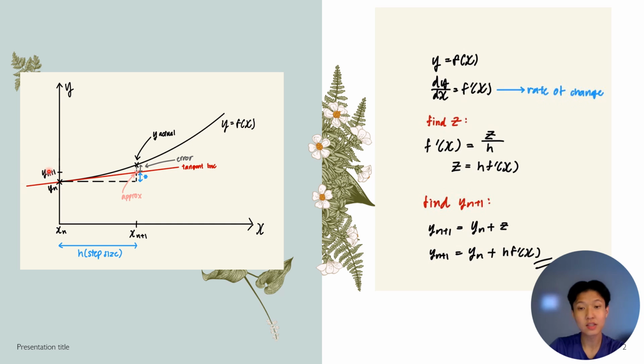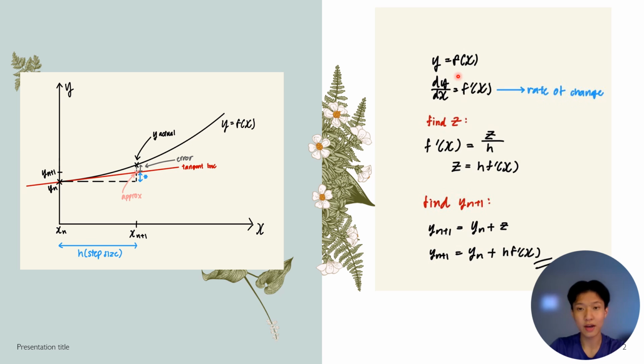And then we'll draw a tangent line at xn and yn, which is the starting point. Then we will plot the next point which we would like to find, which is xn+1 and yn+1. The length between xn and xn+1 is h, which is the step size. Euler's method is all about finding yn+1's approximate, which is here. So, to find the approximate, we start by looking at the formula given.